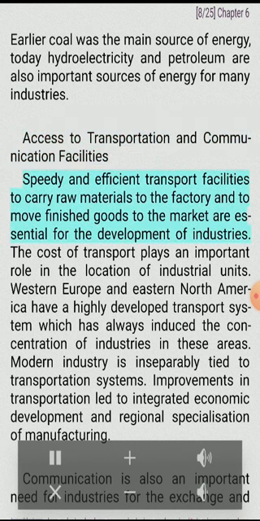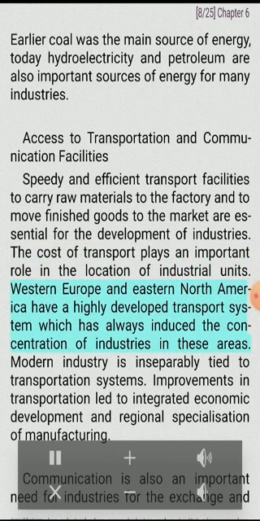Access to transportation and communication facilities. Speedy and efficient transport facilities to carry raw materials to the factory and to move finished goods to the market are essential for the development of industries. The cost of transport plays an important role in the location of industrial units.